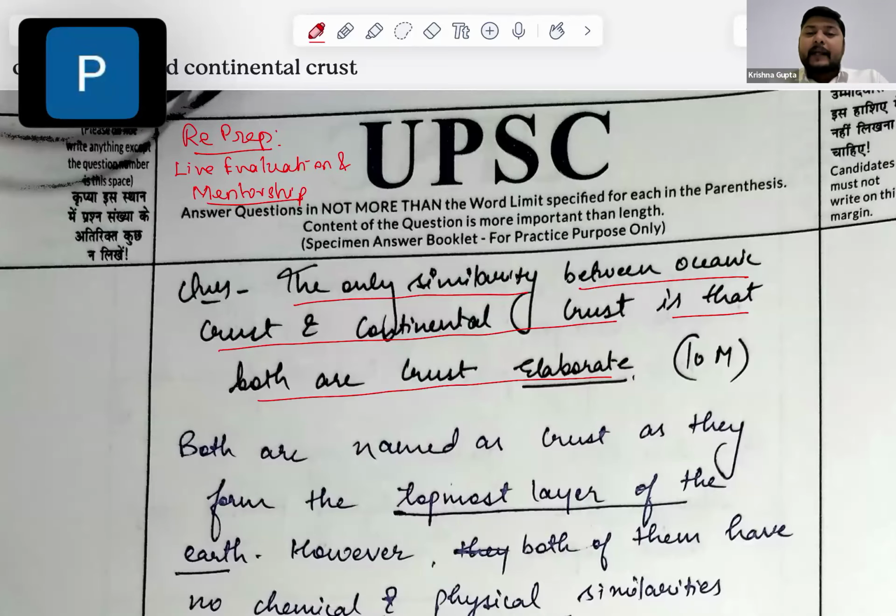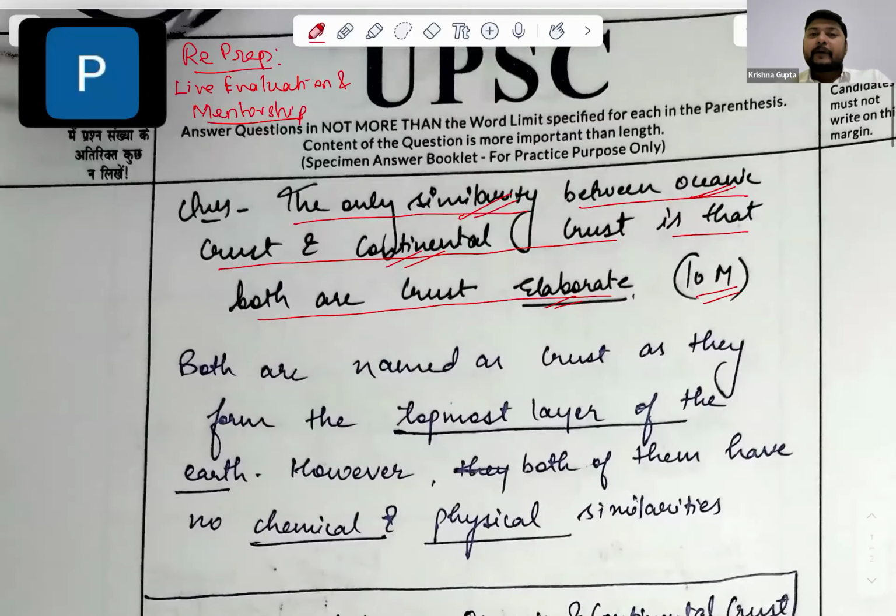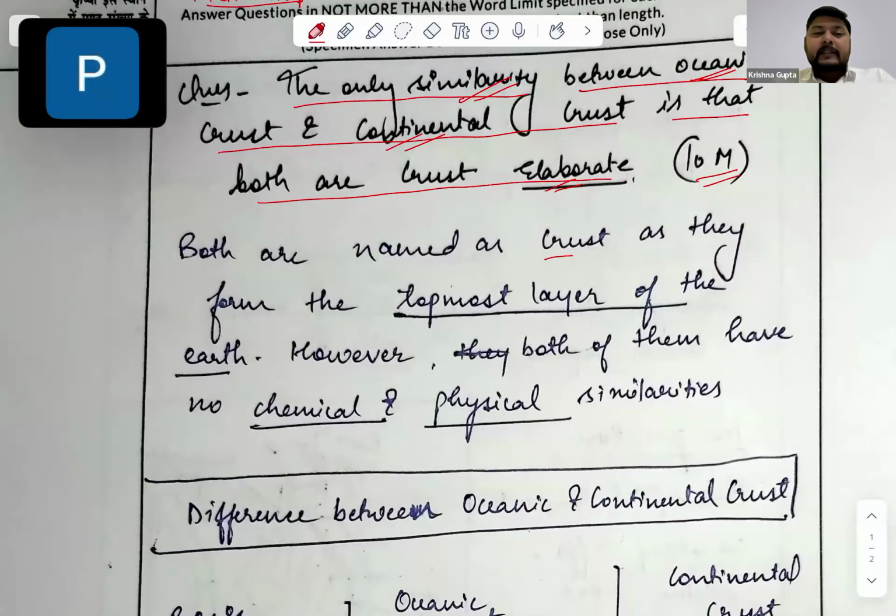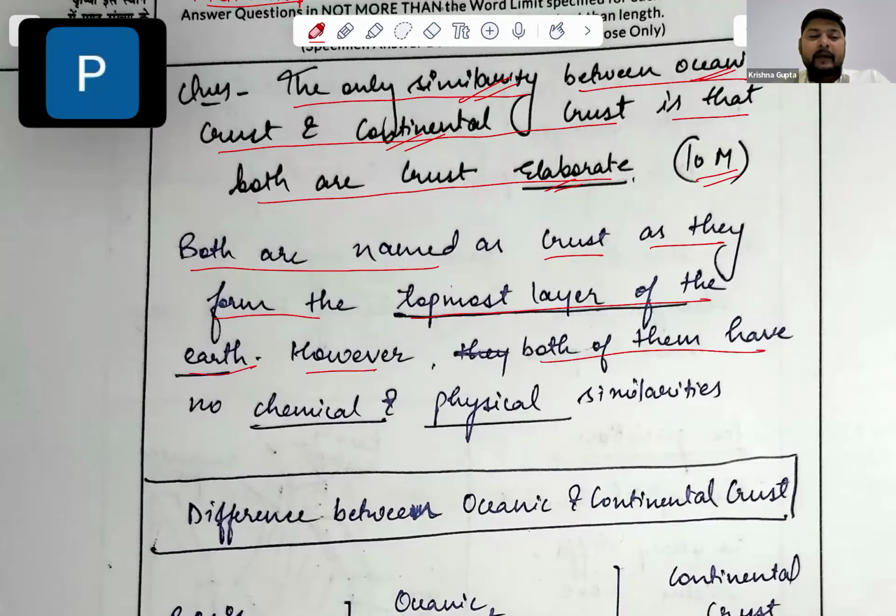So the only similarity between the oceanic and continental crust is that both are crust. Elaborate. This is a very good question and it is asked for 10 marks. We can introduce it by saying that both are named crust as they form the topmost layer of the earth. However, both of them have no chemical and physical similarities. So this is a bit of an extreme statement.